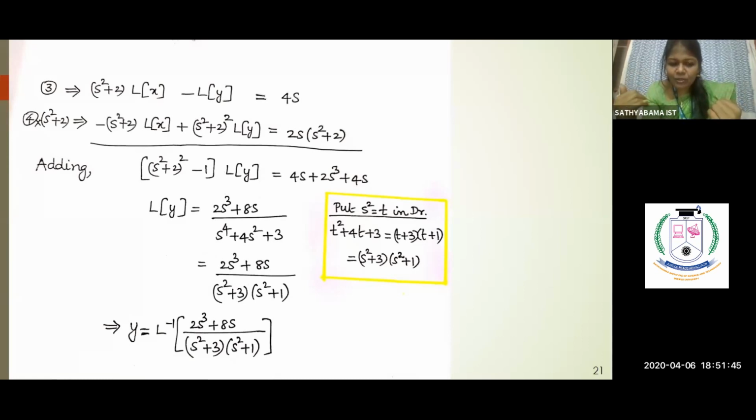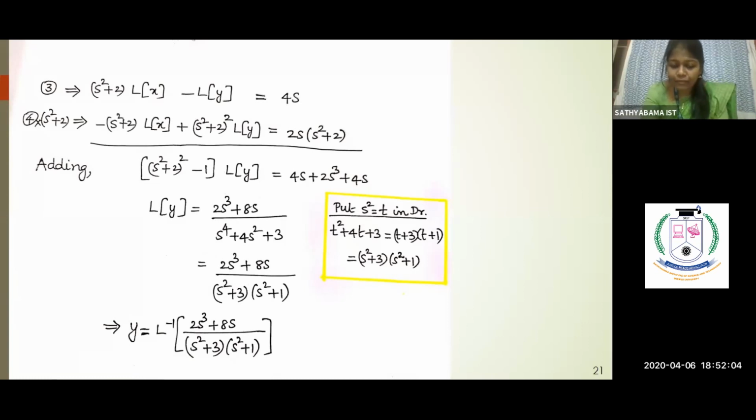So what is my aim now? I've come to step 5 where I'm going to find y using inverse Laplace transform. Now please listen. How do I find L inverse of this? First thing, I have to separate the factors. If I have the factors together, finding L inverse is difficult. How do I separate the factors? I can go for method of partial fractions.